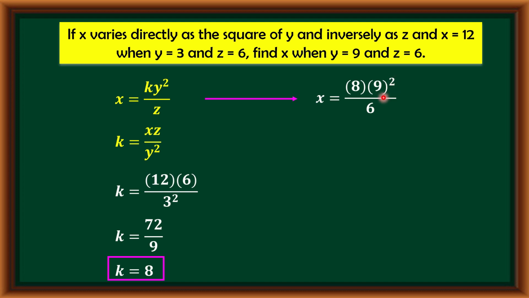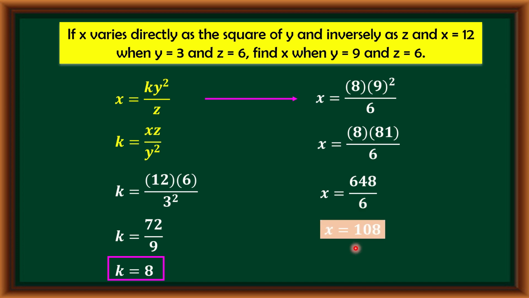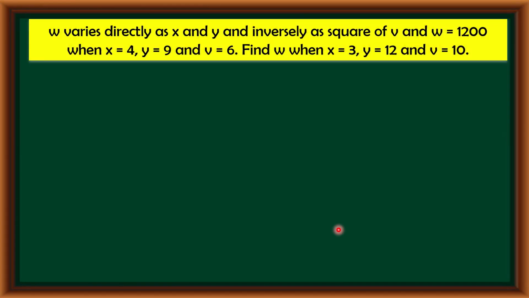And 9 squared is equal to 81. Then multiply it by 8 and divide it by 6. And 8 times 81 is equal to 648. Divided by 6, therefore x is equal to 108. And that is the value of our x. So let us have our last example.